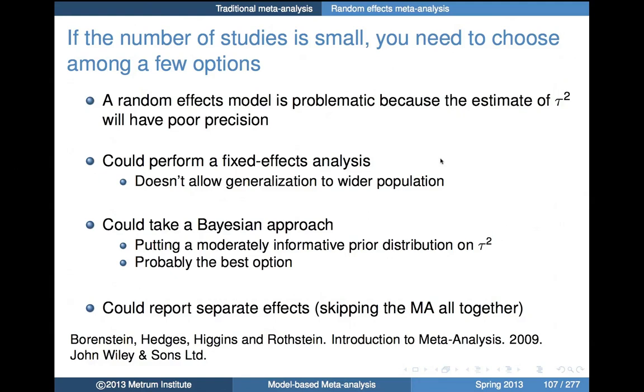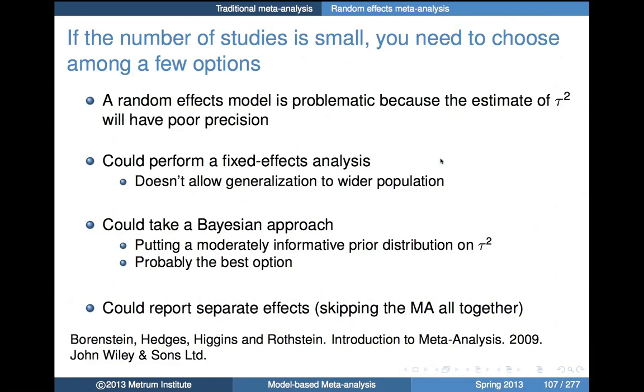Probably a more principled approach, or the approach that we would advocate, would be to take a Bayesian approach. In that case, though, that's not a panacea, because we still need to put in some information through the prior about tau squared. So we'll need to put in some kind of moderately informative prior distribution on tau squared. And some people may object to that. And then the last approach is to simply not do the meta-analysis at all, just to say, well, I can't get an overall average effect, so I'll just report those results from those handful of studies separately. And you do sometimes see authors reporting meta-analyses in that way when there's only a small number of studies.